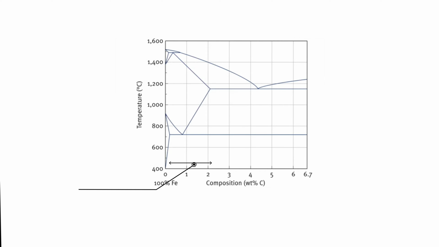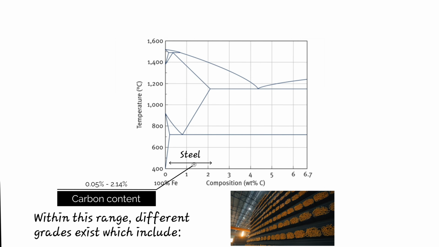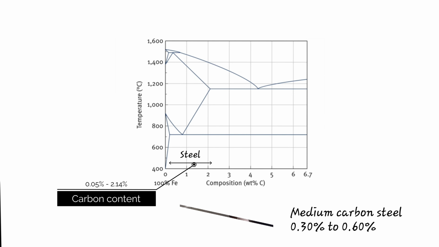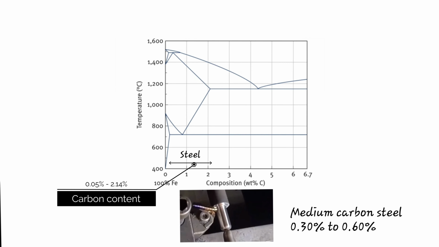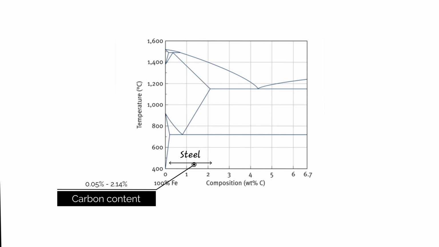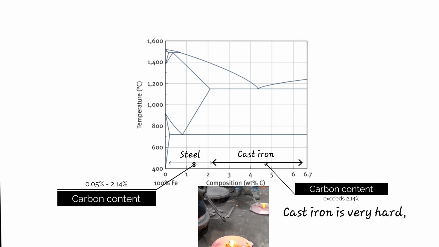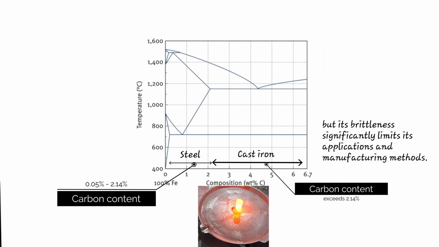From 0.005% to 2.14% carbon content, the iron-carbon alloy is classified as steel. Within this range, different grades exist which include low carbon or mild steel, 0.05% to 0.30%. Medium carbon steel, 0.30% to 0.60%. High carbon steel, 0.6% and above. When the carbon content exceeds 2.14%, the material category shifts to cast iron. Cast iron is very hard, but its brittleness significantly limits its applications and manufacturing methods.